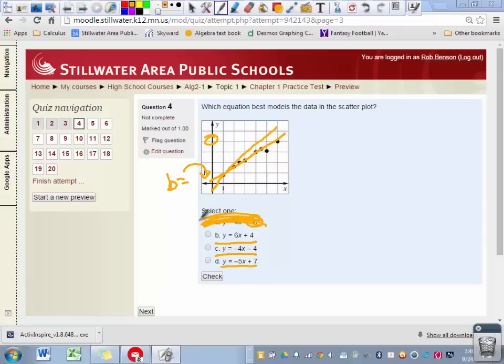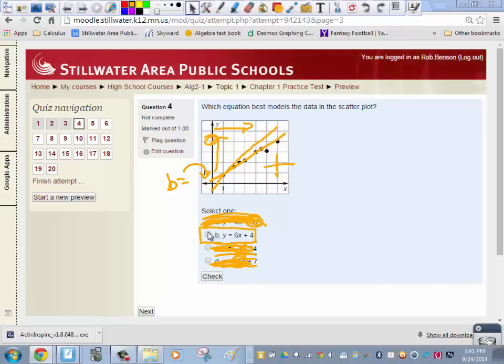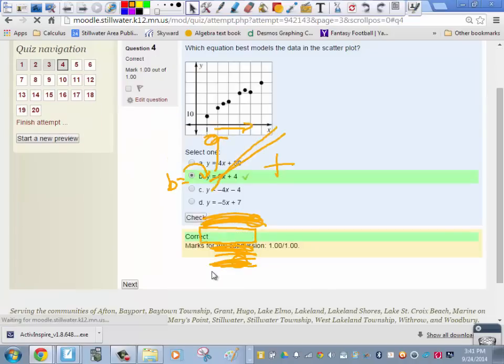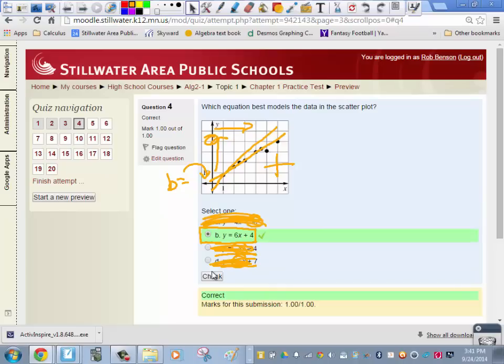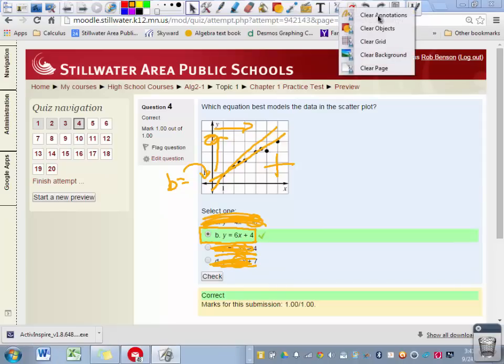Now, let's just use our common sense. Does this have a positive slope or a negative slope? Well, it's positive. It's going up as it goes to the right. So that's a positive slope. Well, this is a negative slope, so it couldn't be that one. This one has a negative slope, so it couldn't be that one. So here's the only legitimate possibility. So I will select it, because it's the only one. And check it, and I will be happy with the outcome. Yes! There we go. Let's go to the next one.